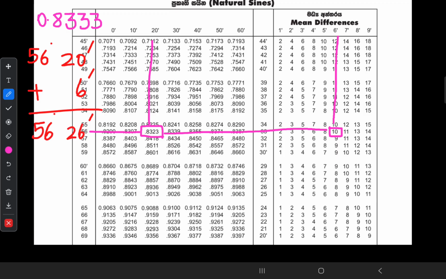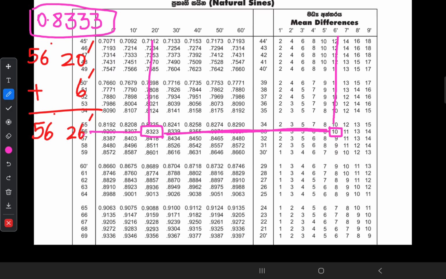I'll show you again. The anti-sine value was 0.8333. Inside the table, we do not have the exact value. So I settled with the value which is a little lesser than this one, 0.8323. With that, when we add the 10 mean difference, that will give you the desired output.